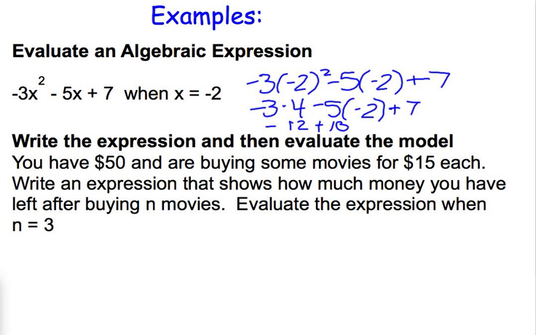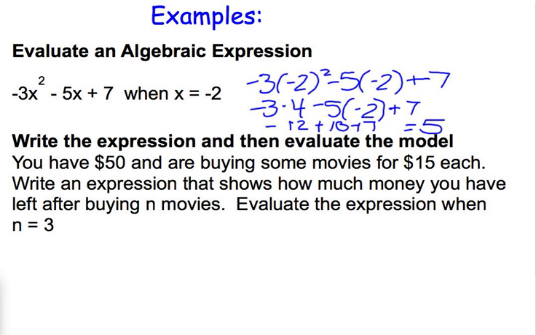+7. Now addition and subtraction from left to right, whichever comes first. -12 plus 10 is a -2. I'm going to go ahead and add the 7, which gives me a +5. So the answer to that expression would be 5. And that would be below it, except that I ran out of room.